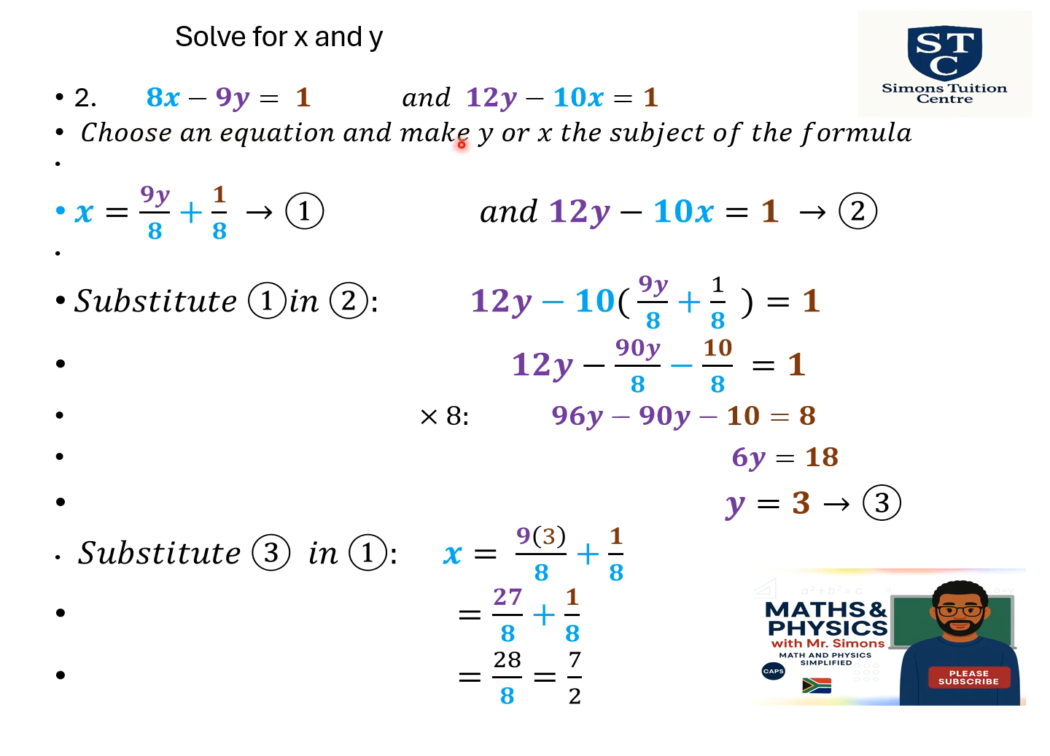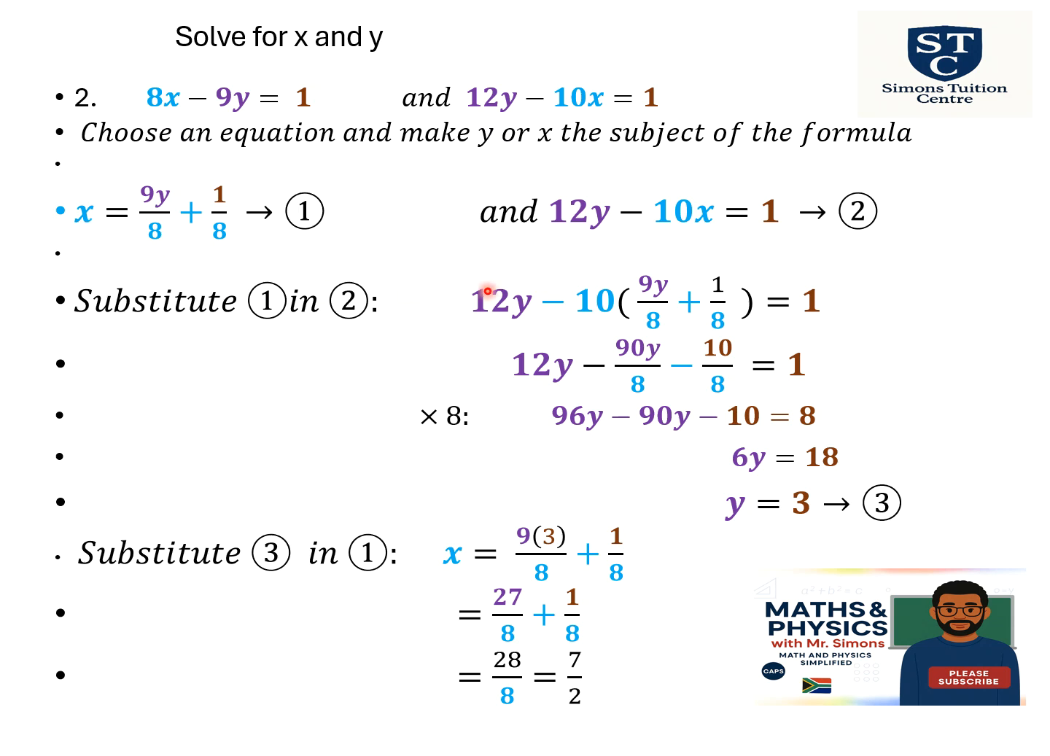So we choose the equation and we either make y or x the subject of the formula. Right, so if I choose x here, if I take 9y across, negative 9y will become positive 9y. So I have 9y plus 1. I want x on its own, so I'm going to divide everything by 8. So 8x divided by 8 gives me x, 9y divided by 8, and 1 divided by 8. So there's my equation 1. Equation 2, 12y minus 10x equal 1. Right, so there, that's my equation 2.